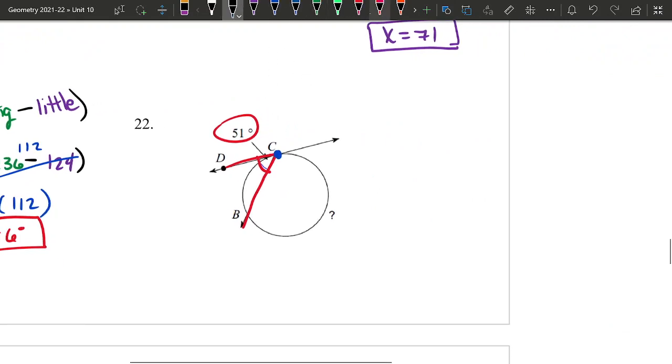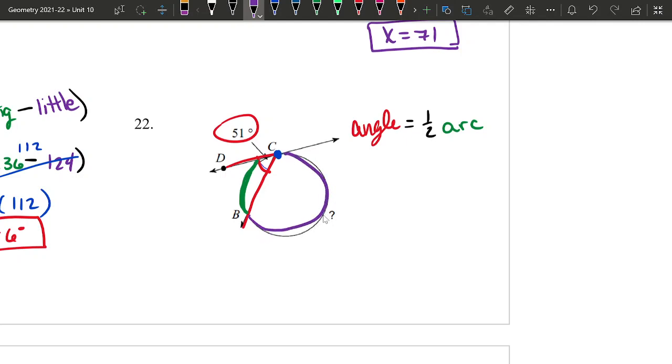So the angle is equal to 1/2 of the arc, the measure of the arc. And the arc is included. It's inside the angle. So there's the arc. I don't know what that is though. But I do know what the rest of it is. So again, if I know the rest of it, and the circle's 360 degrees.